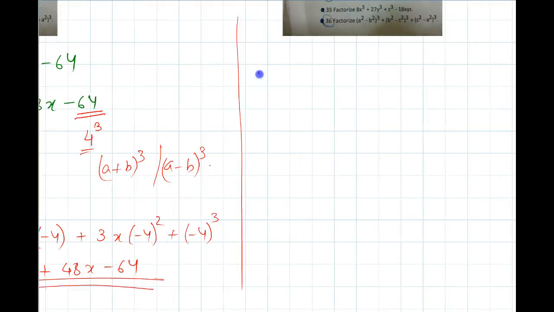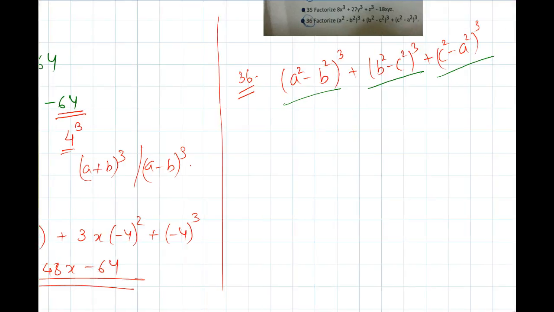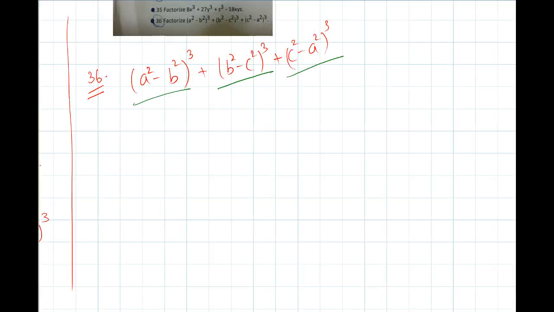Let's look at question 36. It says factorize a square minus b square whole cube plus b square minus c square whole cube plus c square minus a square whole cube. Now whenever such a question comes, we have to look at, see, there are cubes of 3 terms here. Whenever we have cubes of 3 terms, remember there is an identity in there.